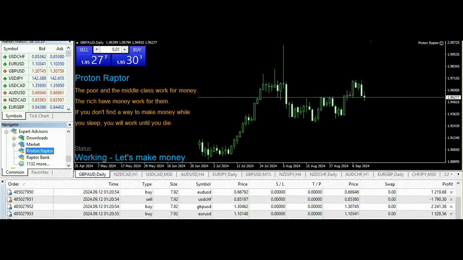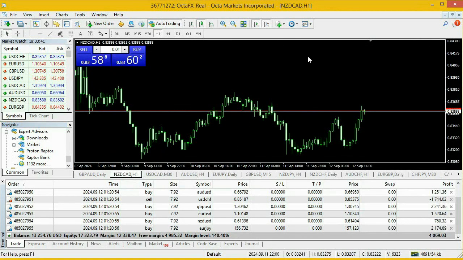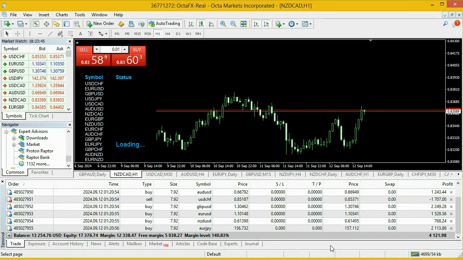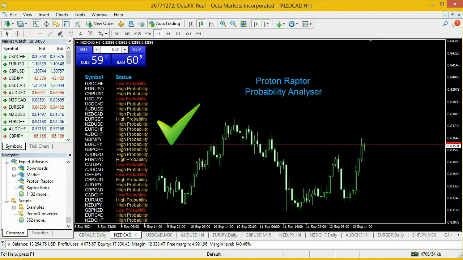Moving forward. This is where we are, almost 18 hours later. We check our success probability analyzer. We are still in a conducive market, so we leave our trades open.